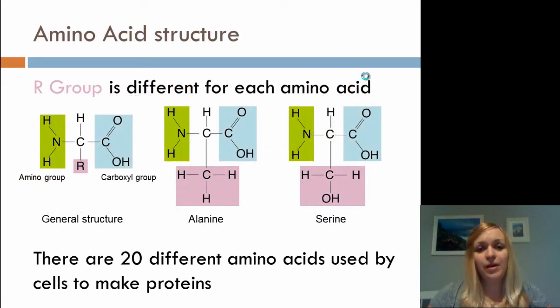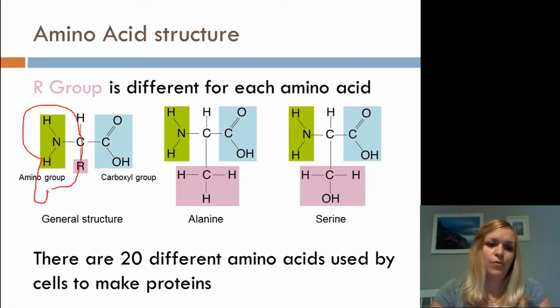Now, I'm not going to require that you guys know the amino acid structure. I will not ask you, what is the amino group? What is the carboxyl group? This is not something you guys need to spend time learning or even copying down. But I want to show you the basic structure and how amino acids actually form. So the first thing we have is an amino group. Here in the green.